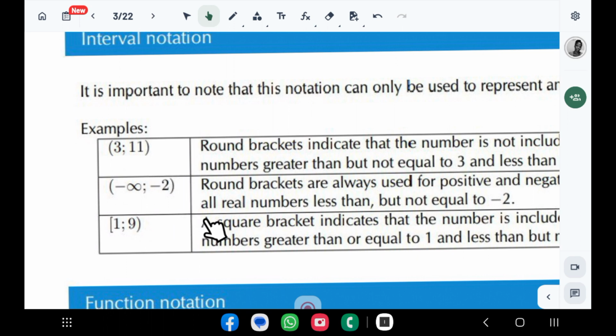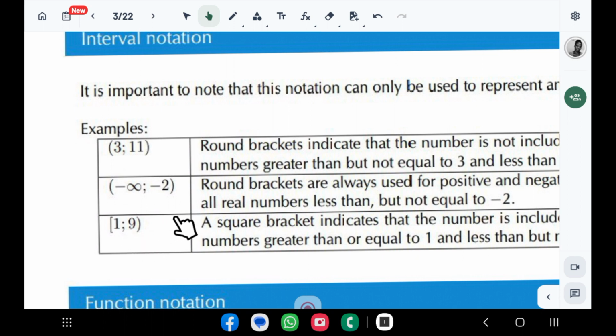Now, when you're including an endpoint, you have a square bracket to show that. For example, in this case, when you've got a square bracket in front of 1, that means 1 is included. You've got a round bracket after 9, that means your 9 is not included. So this is a set of real numbers between 1 and 9, including 1 but not including 9.